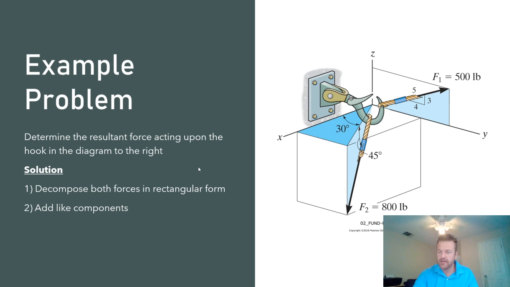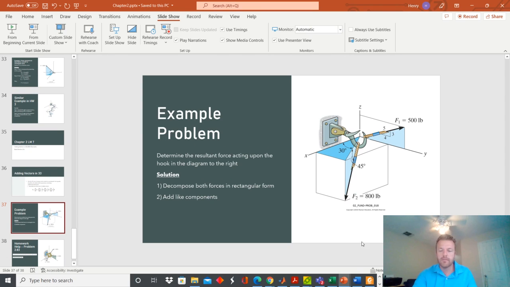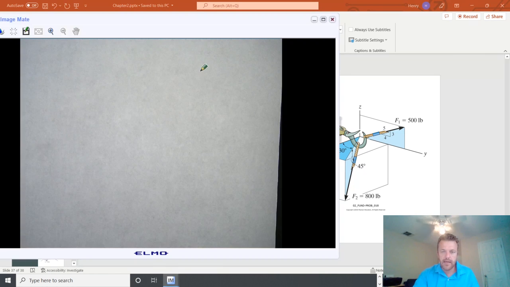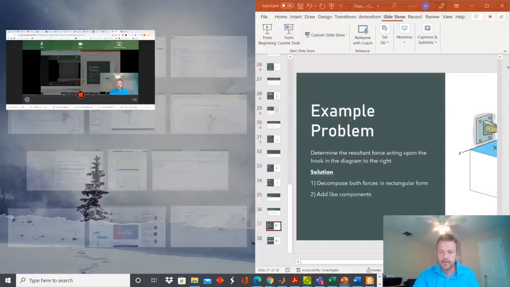So I wanted to do a couple different examples. This first example, we have a hook. It's being pulled in 2 directions by cables. We're told the magnitude of the forces that those cables are exerting on the hook, along with given enough geometrical information to be able to decompose these vectors into rectangular form. And what we want to do is find the resultant vector, which we can do after we do the decomposition.